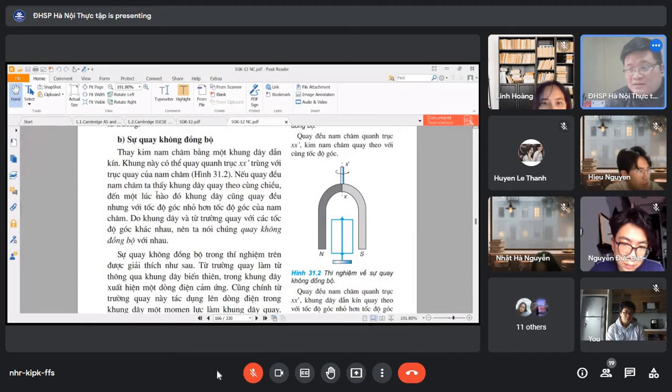So answer me, what will happen when we continuously turn around the bar magnet, the U-shaped magnet?